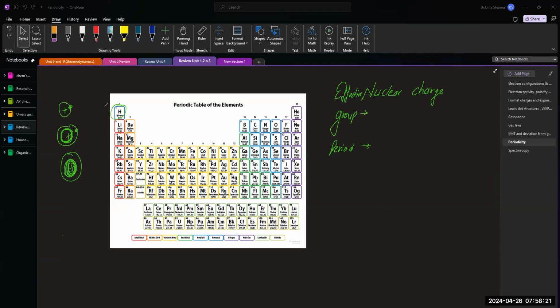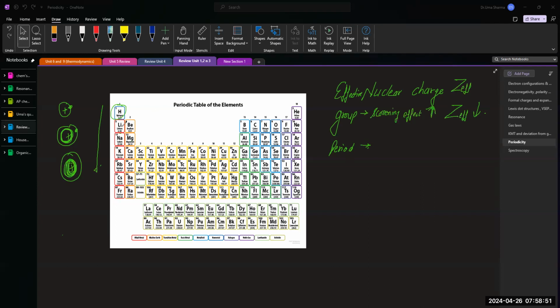So what is happening to the screening effect down the group? Screening effect is increasing. Very good, Sanjana. So if screening effect is increasing, what happens to nuclear charge? Effective nuclear charge can be written like this, Z effective. What happens to effective nuclear charge? It decreases. Yes, it decreases.